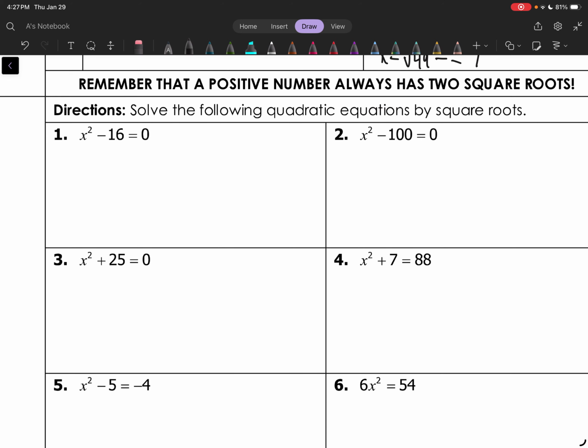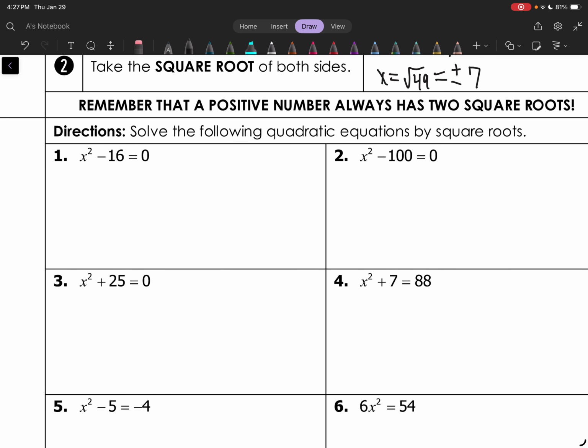Now I've given you that example. Try numbers 1 through 5.